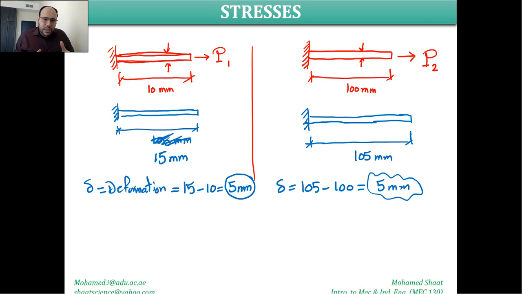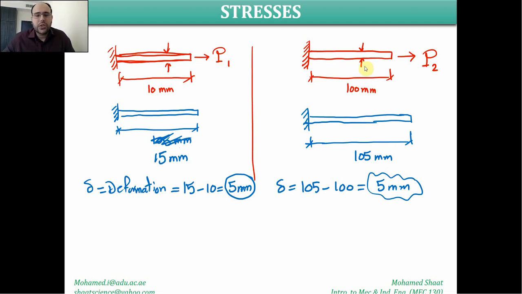But in fact, this deformation is not an accurate measure of how severely the bar is affected by the force. For example, what is the effect of this force over this bar? It results in an elongation of 5 millimeters. Compared to the 10 millimeters, this 5 millimeters is a big deal. You stretch the bar to almost half of its original length. It means that this bar is severely, very highly affected by this force.